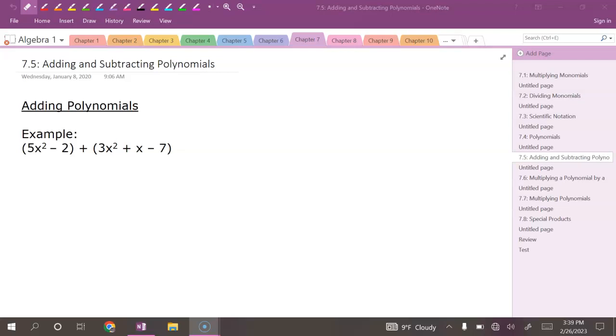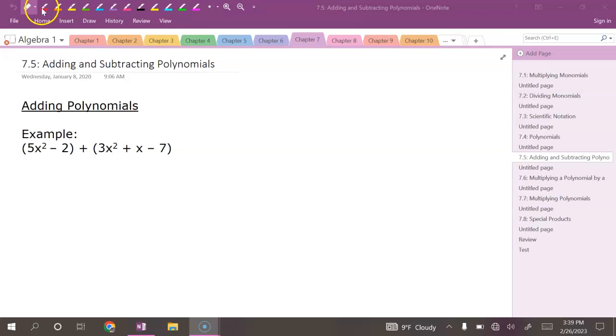So in the past you've had to do this with just x's and just your numbers. Now what we're going to do is extend on that a little bit and have x squareds or x to the thirds. And so you're going to be looking for those like terms and getting them together. We're going to start with adding, because adding is easier than subtracting, okay?